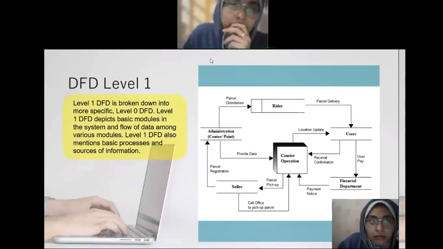Okay, DFD level 1. Level 1 DFD is broken down into more specific detail than level 0 DFD. Level 1 DFD describes basic modules in the system and the flow of data among various modules. Level 1 DFD also mentions basic processes and sources of information. This is the diagram of DFD level 1.